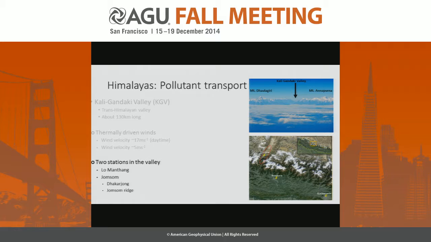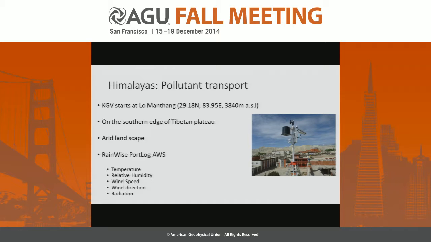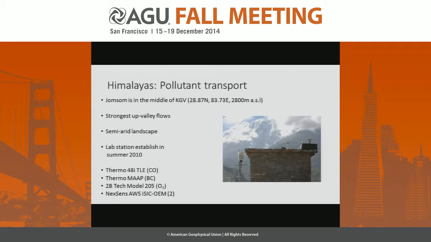There are 2 stations in the valley that we'll be looking at data from. Lomanthang is situated on the southern edge of the Tibetan Plateau at the head of the river valley and has a very arid landscape. Here we only have an automated weather station. Our main station is in Dumsum, which lies in the middle of the valley and experiences the strongest wind gusts.